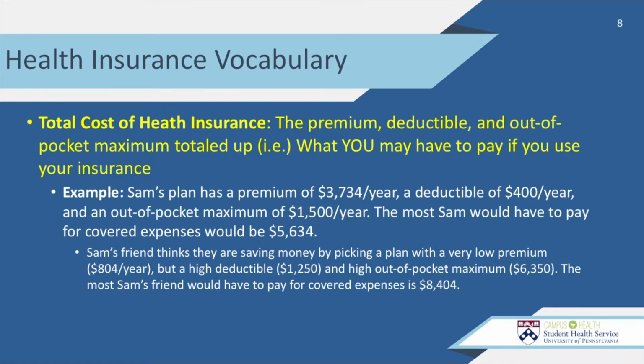The total cost of health insurance is a simple way to compare different health insurance plans. The total cost of health insurance is the total cost of the premium, deductible, and out-of-pocket max totaled up. This totaled up number gives you an idea of what you may have to pay if you used your health insurance very frequently. Again, it allows you to compare different plans against each other and not just one part of that plan.